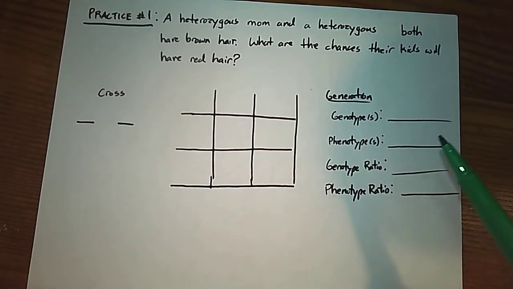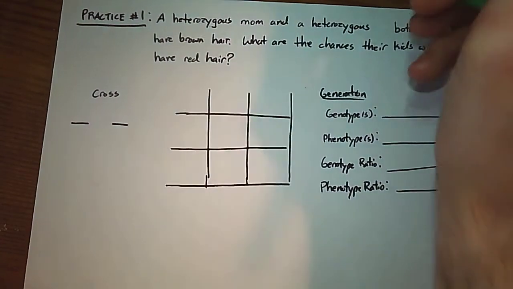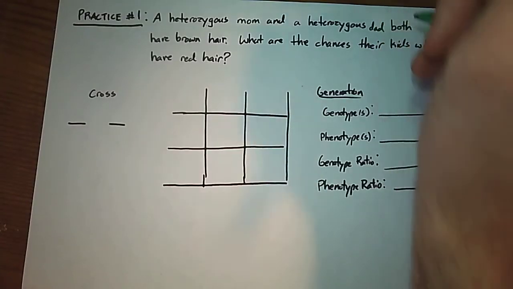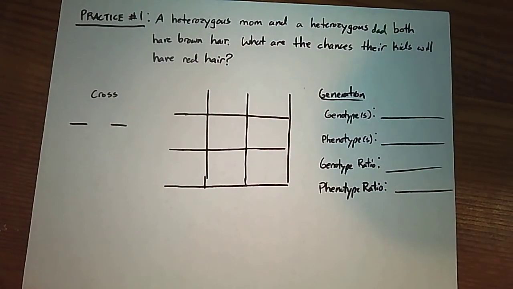So this is practice number 1, and the problem says a heterozygous mom and a heterozygous, well, it should say dad, both have brown hair. What are the chances their kids will have red hair? All right. So it looks like my two different types of hair are brown hair and red hair.